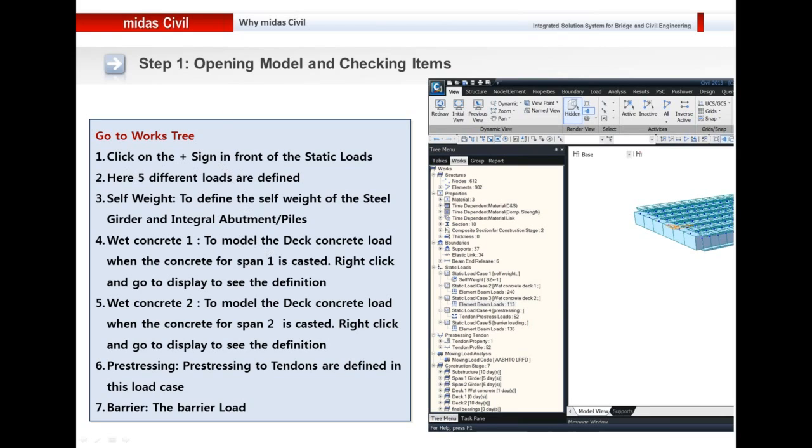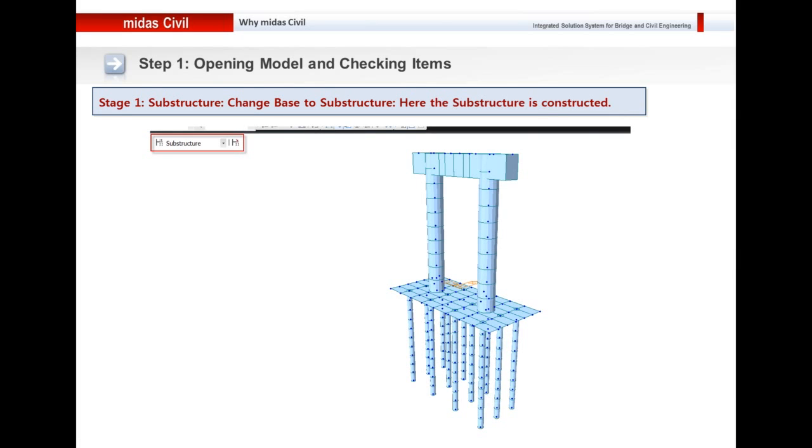And here you can go to the works tree and obtain the different loads. Now in this particular model, the client wanted to obtain the effect of concrete pouring onto the structure, and that's why you can see the 2 wet concrete loads here. So we modeled all the construction stages considering the pouring sequence for the concrete, and this way we will obtain the results for the same. We also have applied pre-stressing tendons, and the barrier load is also applied.